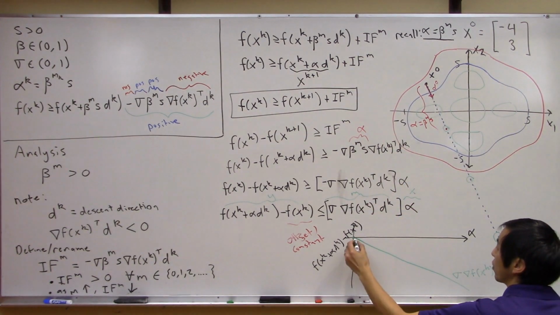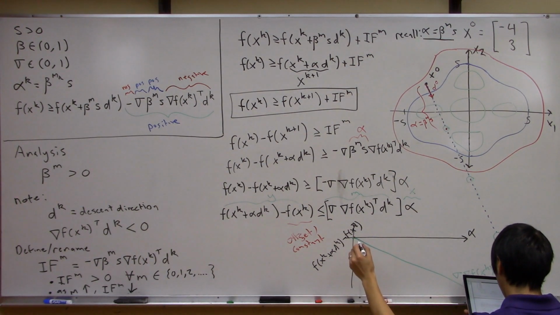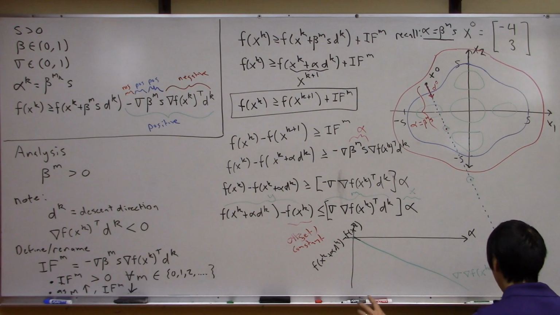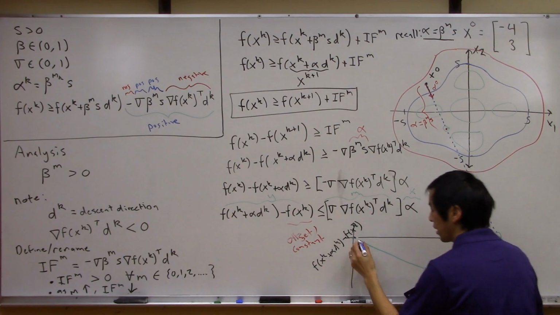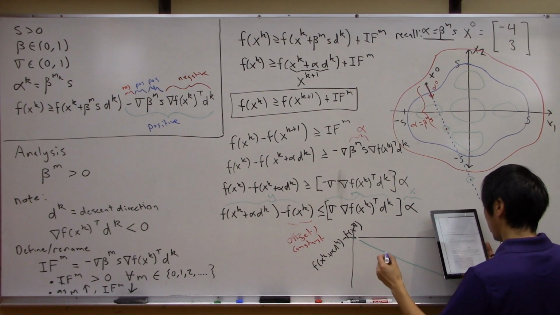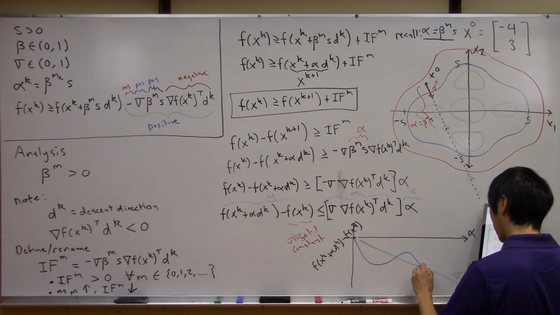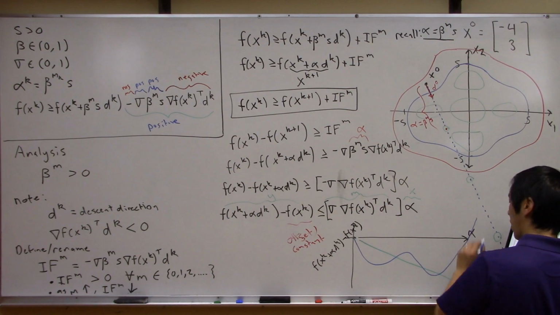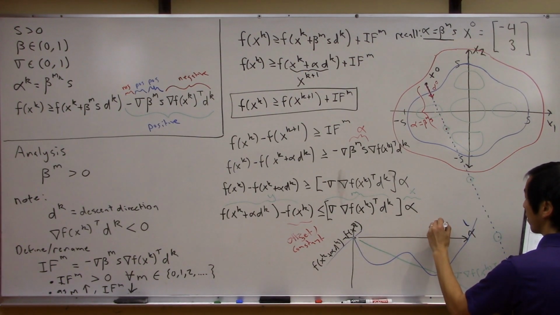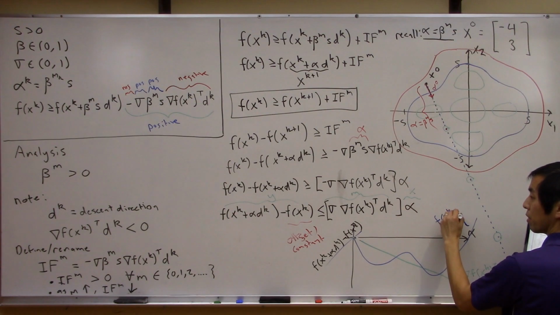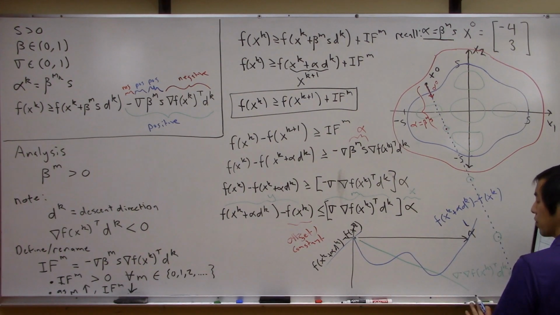It looks like maybe this thing goes, how should we write this? Maybe I should have used a different color. Let me use blue. So it does something like this. Again, I'm making this up. So this blue line is this term over here. The blue is f of xk plus alpha dk minus f of xk.